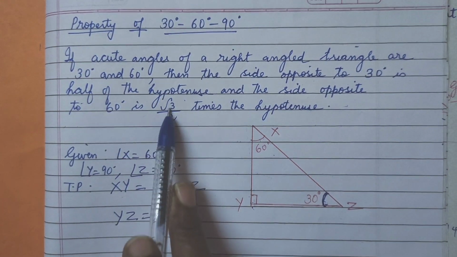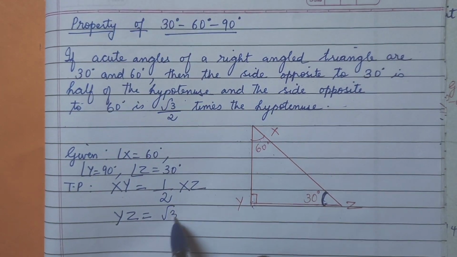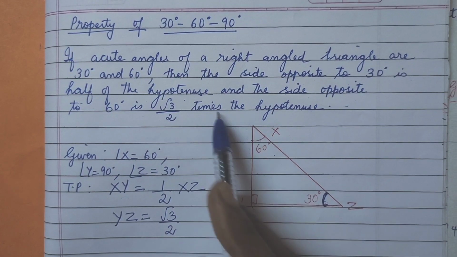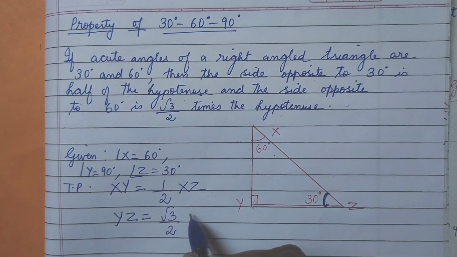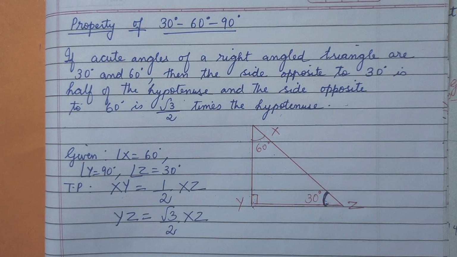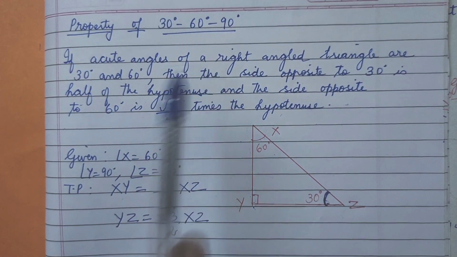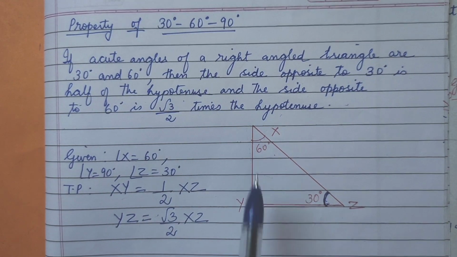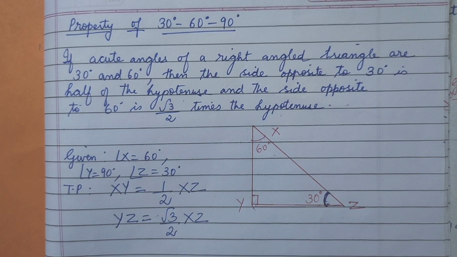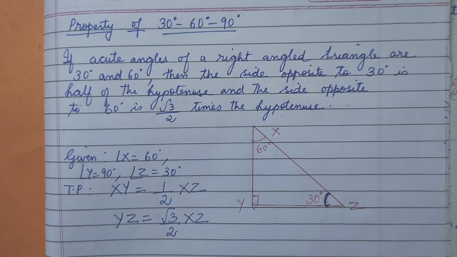This is equal to root 3 upon 2 times the hypotenuse. Hypotenuse is XZ, that remains the same here. So you understood what our property says. When can we apply this property? जब भी एक triangle में 30, 60, 90 डिग्री का combination का angles होगा तभी you can have this one.